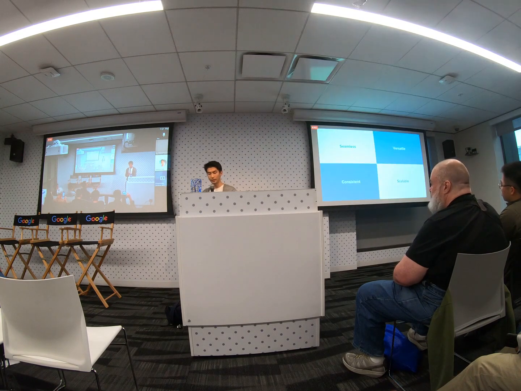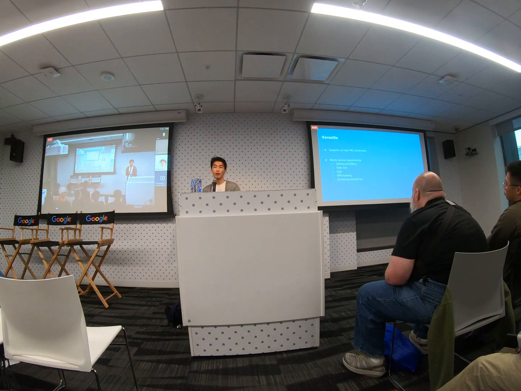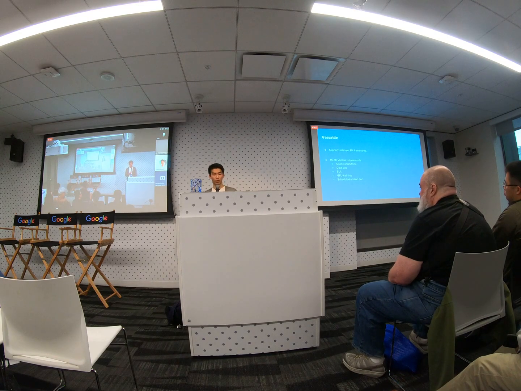Okay, Bighead design goals. We focused on four design goals: keeping things seamless, versatile, consistent, and scalable. Seamless: is it easy to prototype? Is it easy to productionize? Same workflow across different frameworks. Second, versatile. Do you support all major ML frameworks? I'm sure everyone here knows probably three or four different ML frameworks that are all very popular. And so how do we make sure that the Airbnb community can leverage what they want to use rather than forcing them to a single framework?